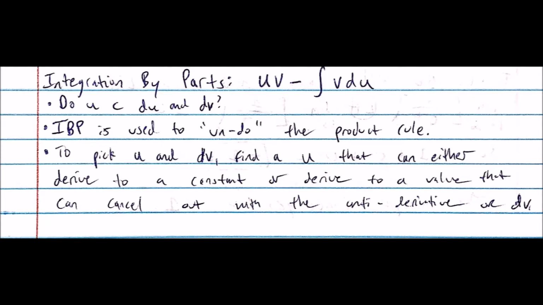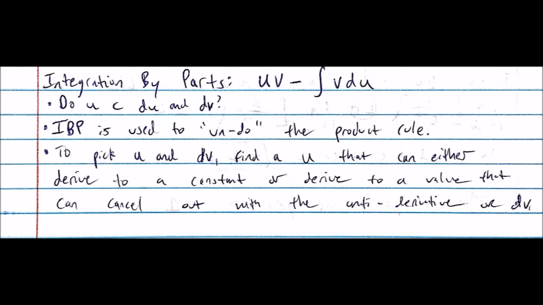So the second part of this is going to be integration by parts. The general formula for integration by parts is uv minus the integral of v du. And now the most difficult part about integration by parts is recognizing what's u, what's dv. So my question, similar to what I had for u substitution, is do you see du and dv? So integration by parts is used to undo the product rule, similarly to how u substitution is used to undo the chain rule. Picking a u and a dv is the most difficult part, in my opinion.